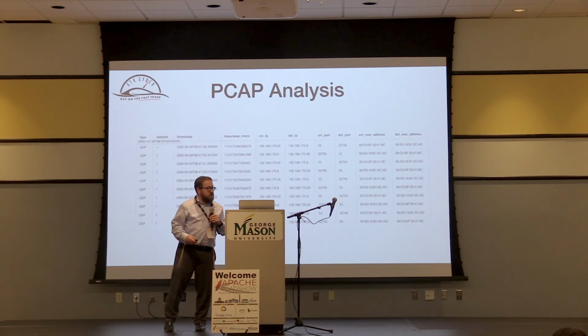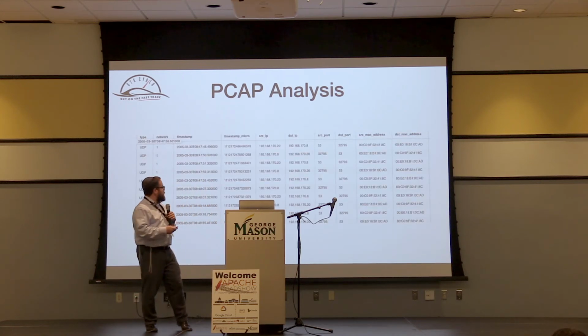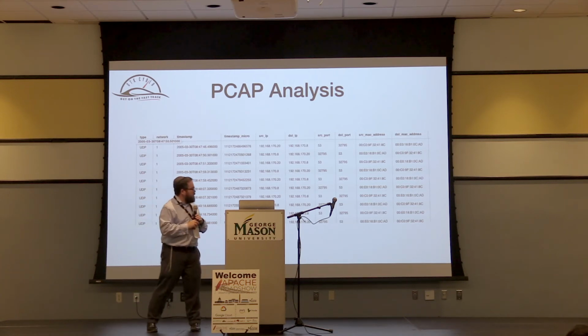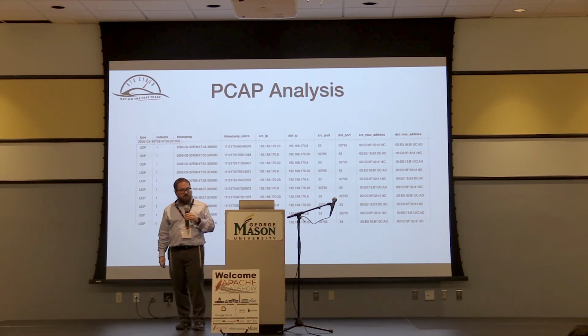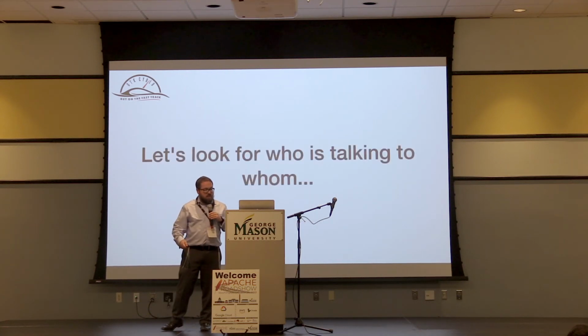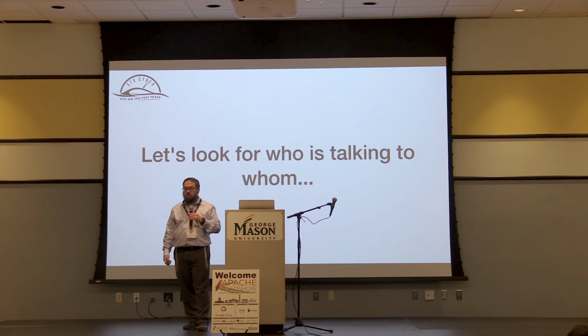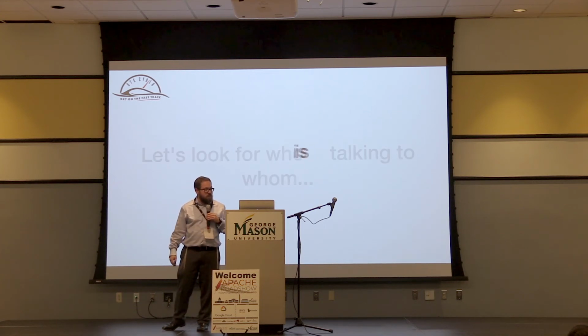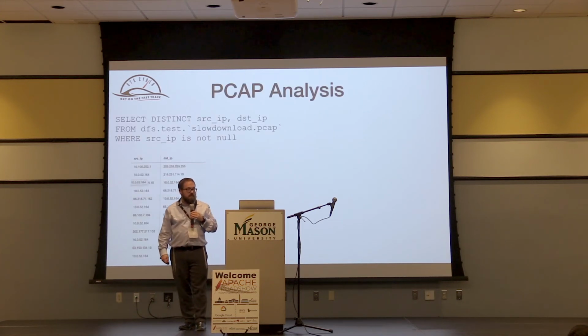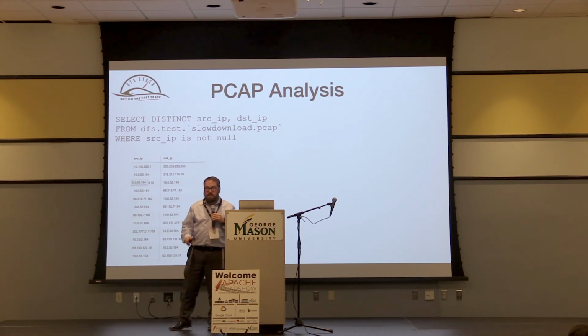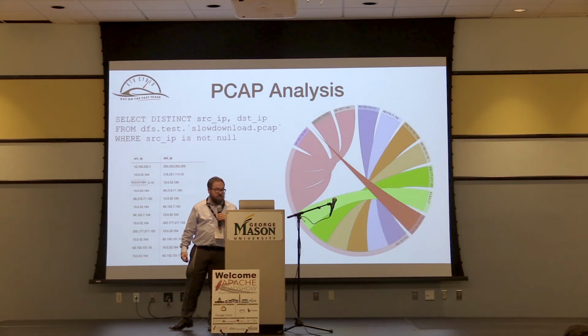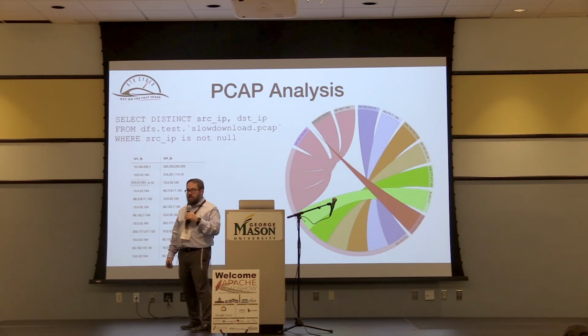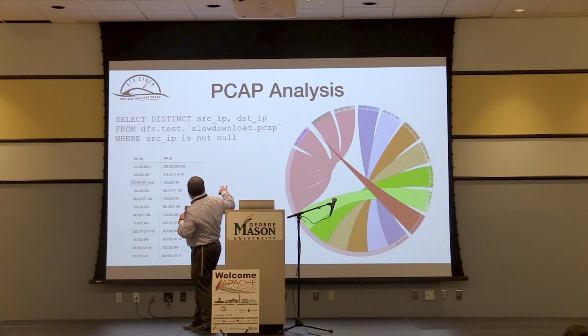Again, if you were to select star on a PCAP file, this is what you get. You can see the type, the network, the timestamps, the IP addresses, MAC addresses, and all that kind of stuff. A simple thing you might want to do is look at who's talking to whom, meaning which computers are communicating with each other. You could do a select distinct on the source and destination IPs. That would get you unique pairs. Superset has a pretty nice visualization of that. With this chord diagram, you can very nicely see who's communicating with whom.